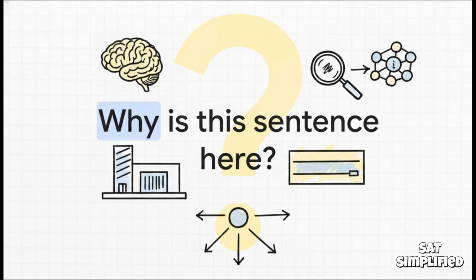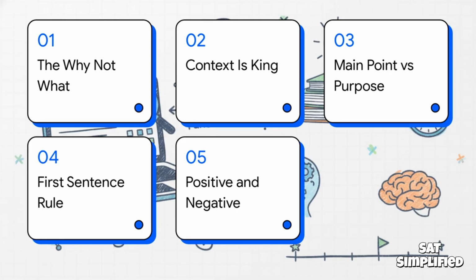You have to ask yourself, why did the author choose to put this specific sentence exactly here? What role is it actually playing in the grand scheme of their argument? Here's our playbook for today. We're breaking this down into 5 essential sections: the why, not what, context is king, main point versus purpose, the first sentence rule, and finally, playing positive and negative.